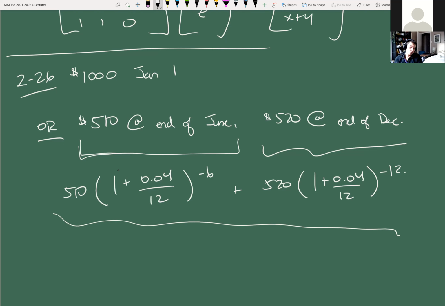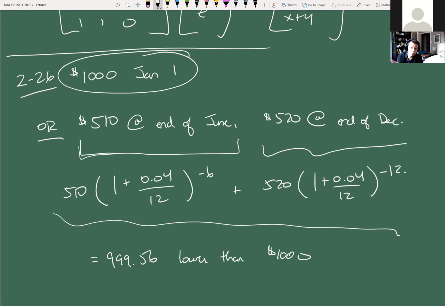So, which is pretty darn close, but I'm being told that you can compute this and you get this. This is a worse number, so this is lower than 1,000. So you probably want the option which gives you more money. $1,000 today is worth $1,000. These two payments are only worth $999.56. You probably want the $1,000 today. No problem, Kelly. See you later.